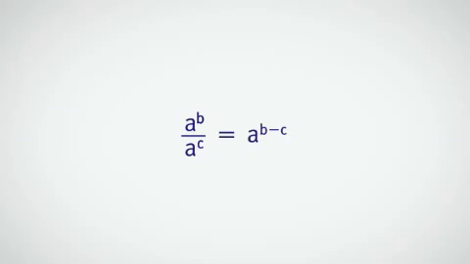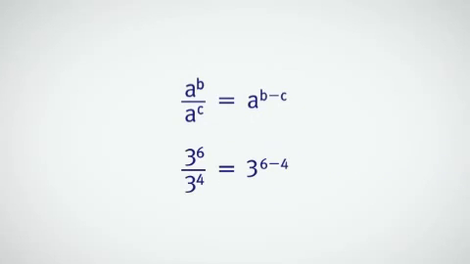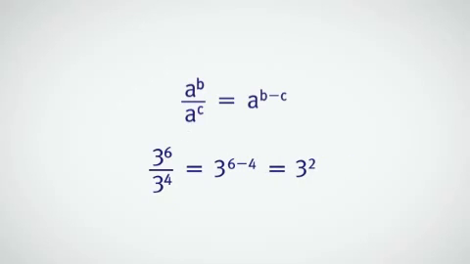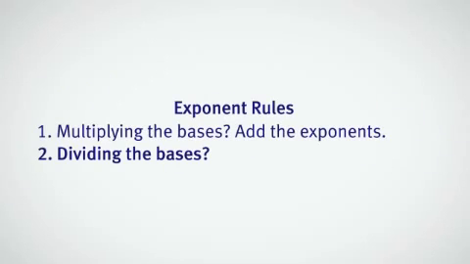The next rule deals with division. When dividing a base to a certain exponent by that same base to a different exponent, simply keep the base the same and take the difference of the two exponents. For example, 3 to the 6th power divided by 3 to the 4th power is simplified to 3 to the 2nd power, or 3 squared, because 6 minus 4 equals 2. That's Rule 2. When dividing the bases, subtract the exponents.